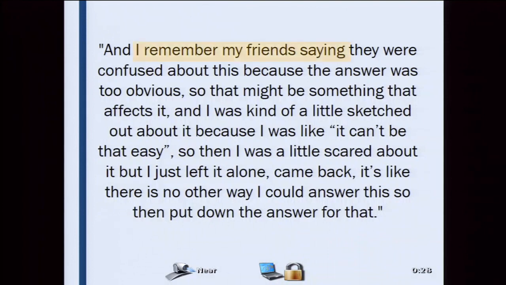So we see here that assumption that they're trusting their friends' opinions. Well, my friend said this, so it must be right. We also see that they start to second guess themselves because multiple choice, they have to be hard. They can't be easy. This can't be right. And it even makes them kind of scared and second guess themselves, so they leave it and then they have to come back.